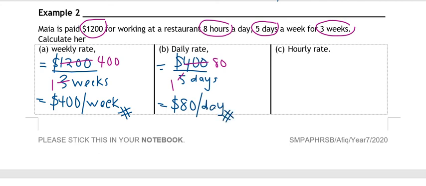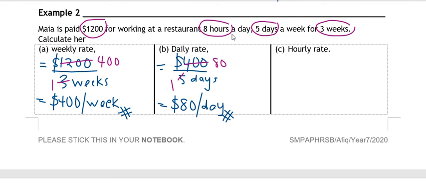Okay, so that's for part B. And for part C, it's going to be hourly rate. So hourly rate over here. So let's check within a day. She works for 8 hours, sorry. So here we have to use the daily rate before.